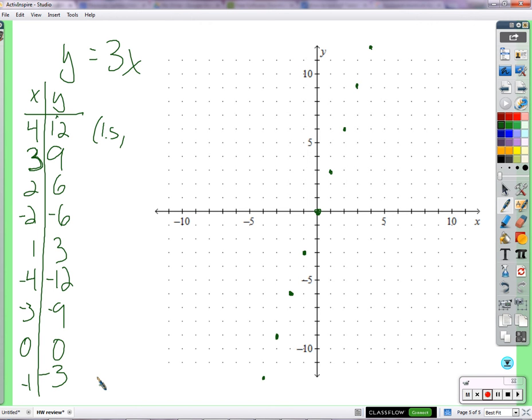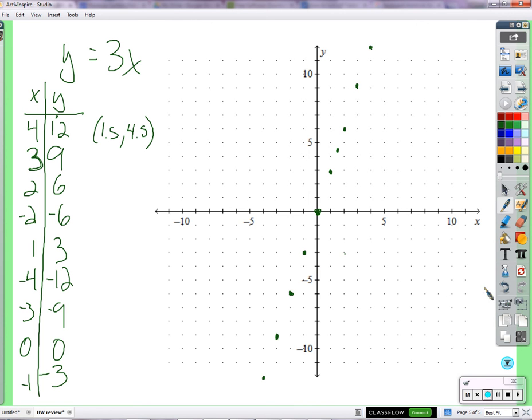That's quite right. 1.5, 4.5. Okay, 1.5, 4.5. Are you surprised that point landed where it did? No. Why not? If you draw a line through all the points that you have, it lines up with it.